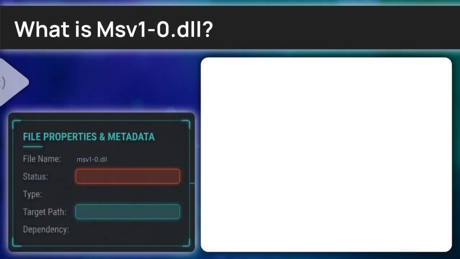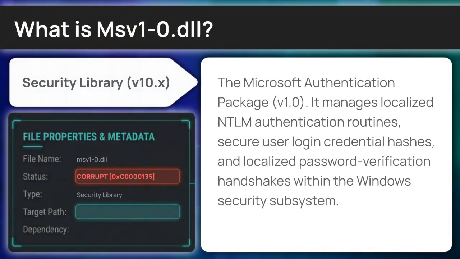This is the msv1-0 library, the Microsoft Authentication Package, v1.0. It manages localized NTLM authentication routines, secure user login credential hashes, and localized password verification handshakes within the Windows security subsystem. Now let's dive into the solution, starting with a standard reinstallation.